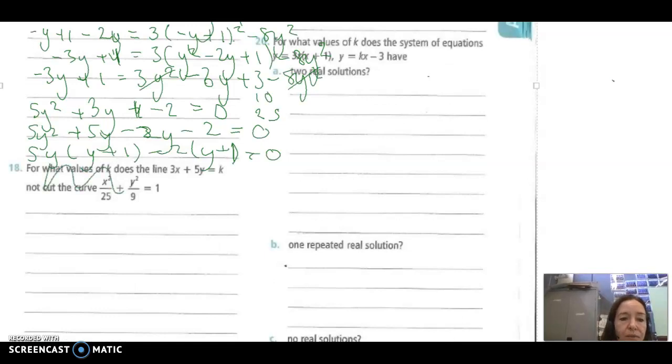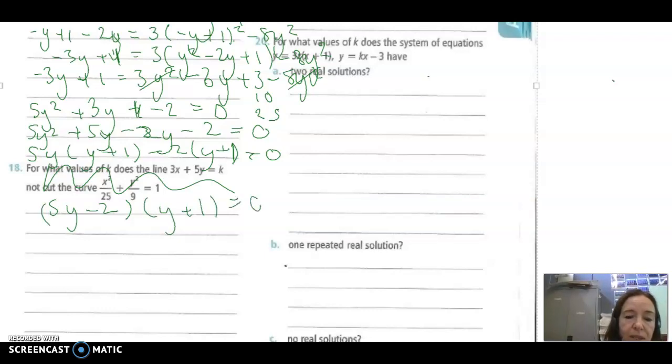So it's going to be 5y minus 2 and y plus 1 equals 0. So y equals 2/5 or -1. And then you just need to substitute that back into the original equation. I'm not going to carry on from there, but that should have helped, and hopefully you did pause and try to go through all of that. I'm going to now make a different video for number 18.